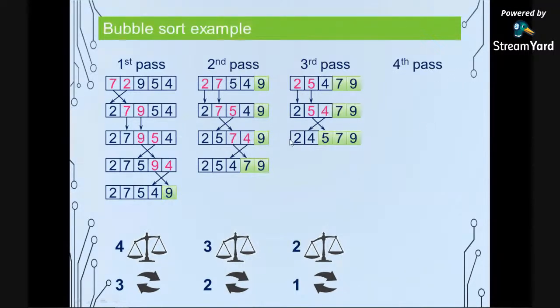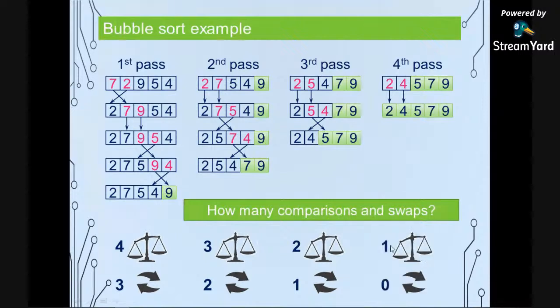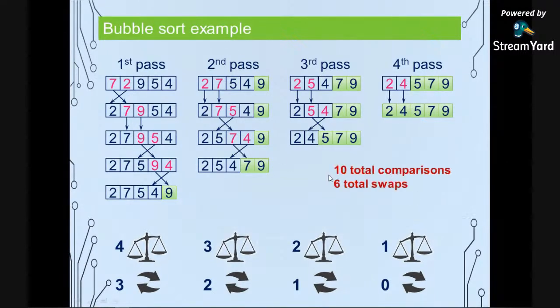Okay. And then, even though we can see that this is in the right order, we still need to check. The computer doesn't know whether these two numbers are in the right order, so it needs to check. So it compares 2 and 4, goes, okay, they're in the right order, so it only needs to do 1 comparison and no swaps. So you can see it takes a bit of time to get through this. There are 10 total comparisons and 6 total swaps.